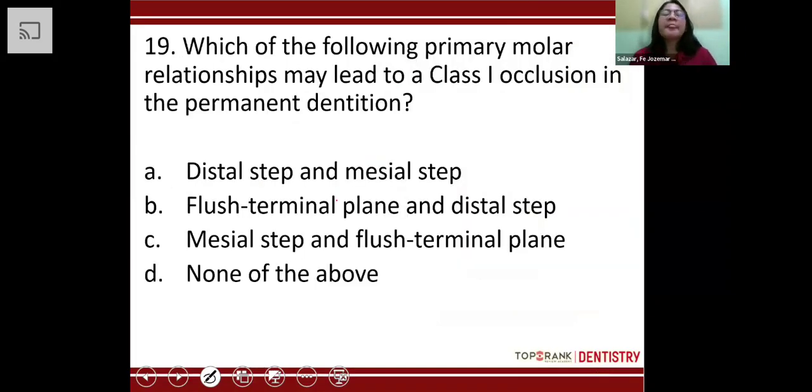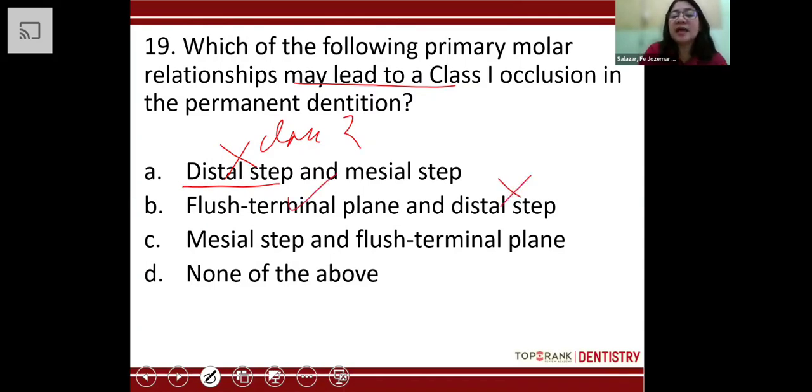Number 19. Which of the following primary molar relationships may lead to a class 1 occlusion in the permanent dentition? Let's see. Distal step, not possible. That's class 2, so wrong, it will never become class 1. Flush terminal plane, yes, but not distal step. Mesial step, yes, from class 3 it becomes class 1. And flush, from end to end, becomes class 1.